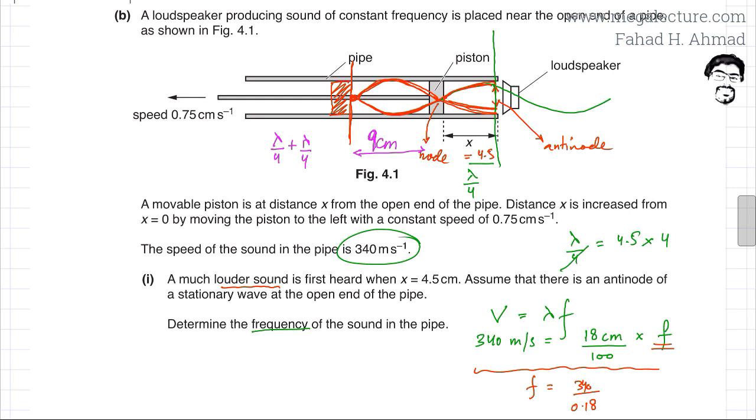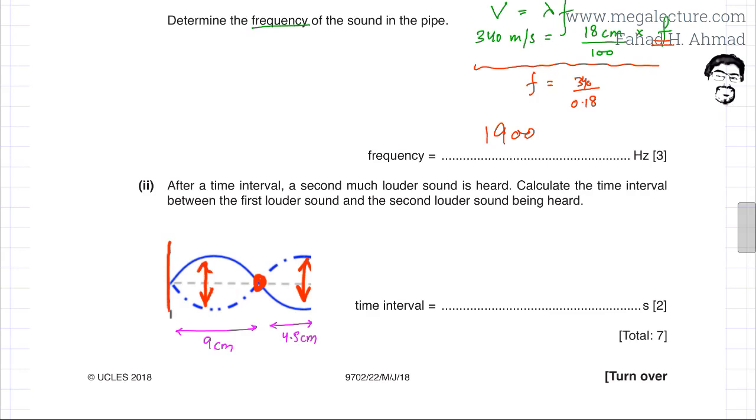So what I'm going to calculate now is when the sound would be produced when the piston had moved 4.5 centimeters, and at what time interval the sound would be produced when the piston had moved 9 centimeters. Now moving back to my question, I just need to calculate the time it's going to take for the second loud sound to be produced. 9 centimeters would be the distance. And if you look at the speed of the piston, it's moving at 0.75 centimeters per second.